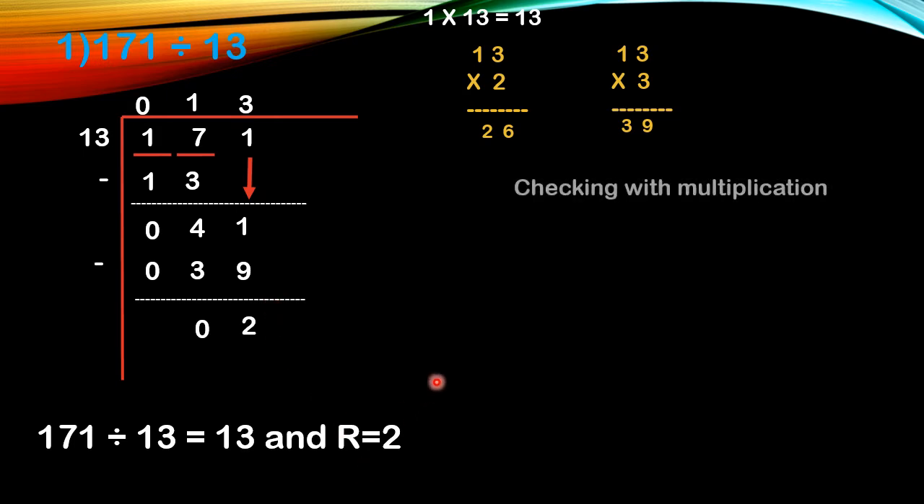So now we are going to check with multiplication. That is quotient into divisor plus remainder. We have to get the dividend. If we get the dividend, then our sum is correct. So quotient is 13, divisor is also 13, then we have to add the remainder, plus 2.